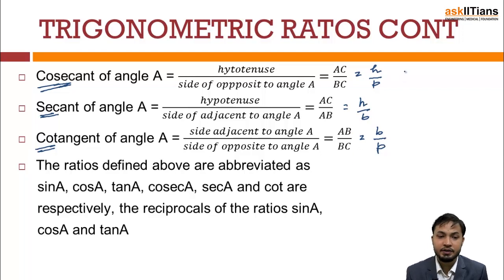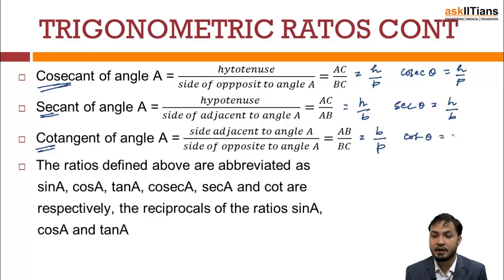So like this, I define cosec theta as H by P, sec theta as H by B, and cot theta as B by P. Okay. So now we have defined all the 6 trigonometric ratios. The most important thing to learn is the sine and the cos. If I know sine and cos, I can calculate all the 4 remaining ones.